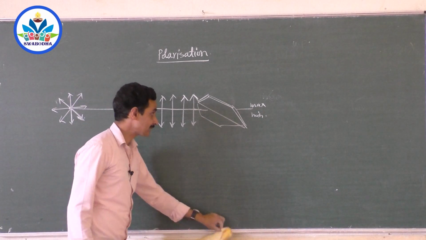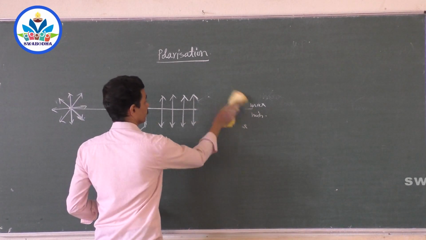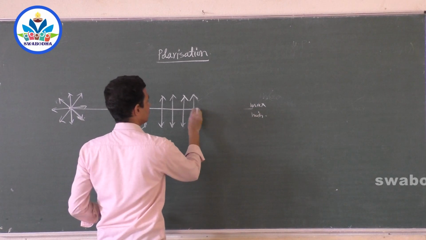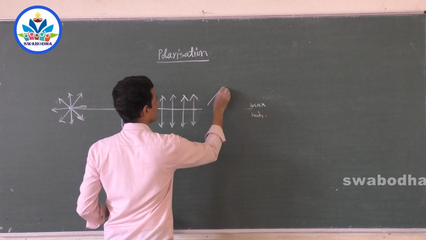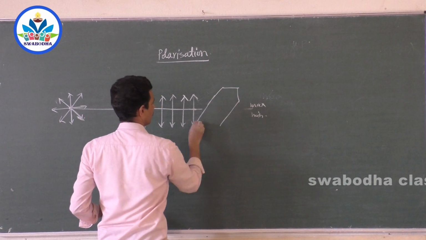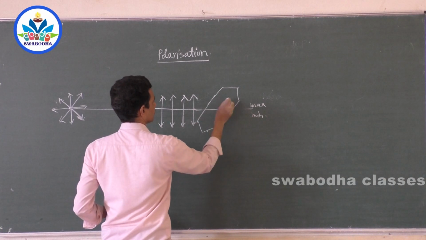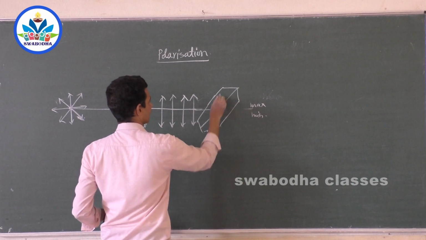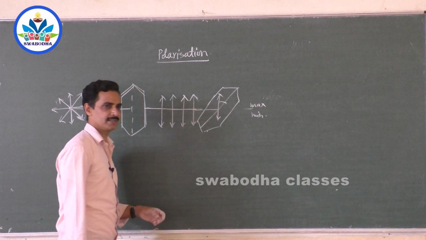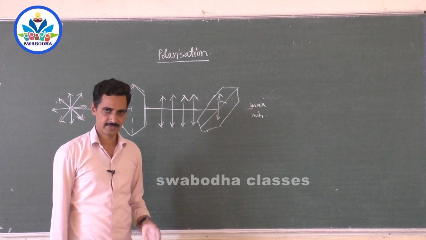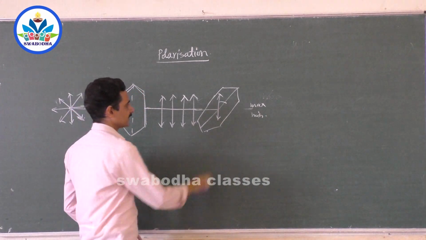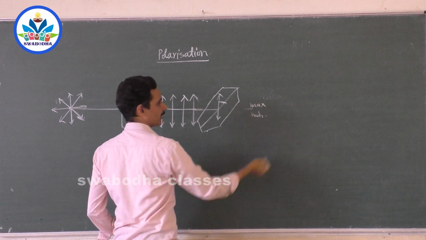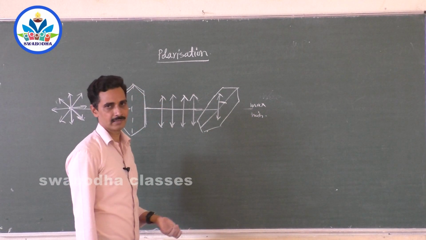But if you place this analyzer with its axis turned a little bit like this, suppose the axis is not exactly perpendicular, say it is at 60 degrees, 45 degrees, 30 degrees, then what is the intensity of light? It is neither maximum nor minimum. It is not very bright and not very dark.